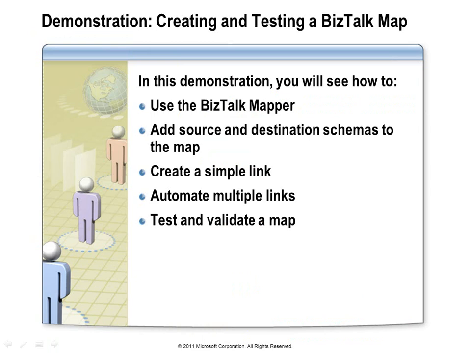In this demonstration, I'll show you how to use the BizTalk Mapper. I'll show you how to add a new map to your BizTalk project, how to specify the source schema and the destination schema for your map, how to create links between the two schemas, and how to use those options to create links between records that contain multiple child elements. Finally, I'll show you how to test and validate your maps.